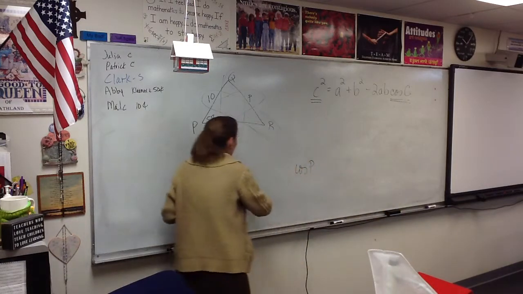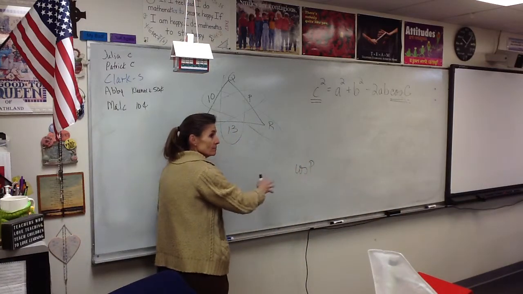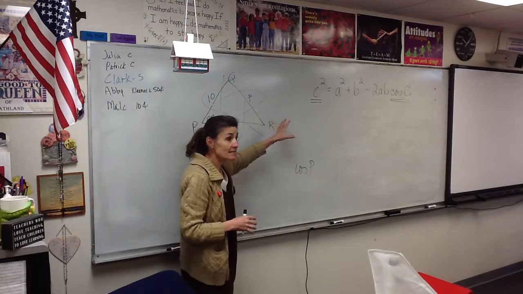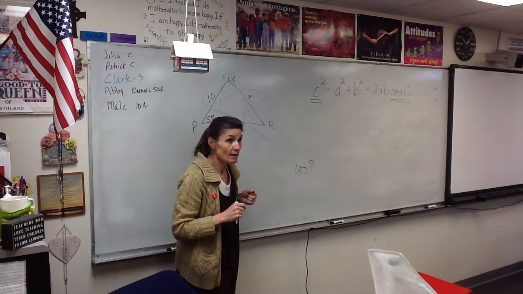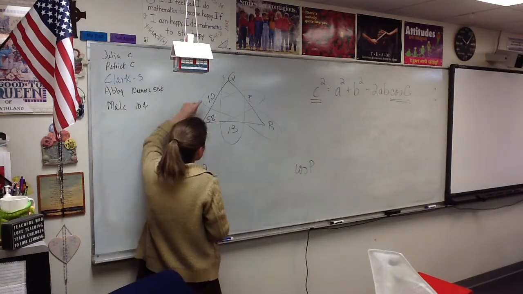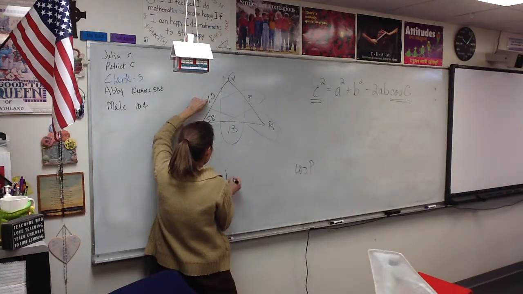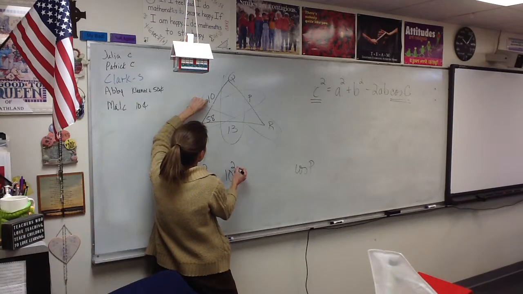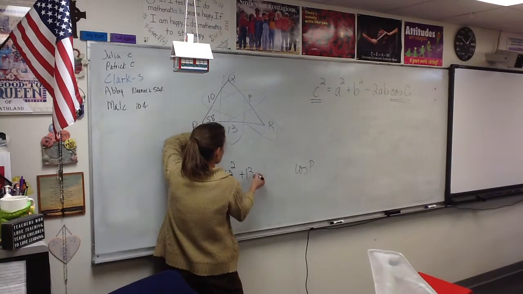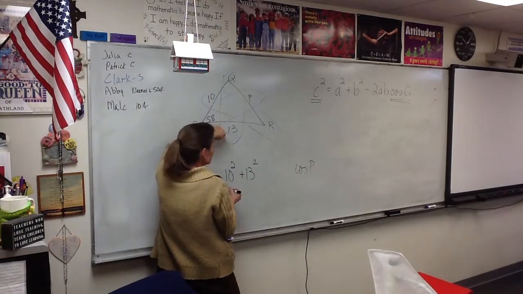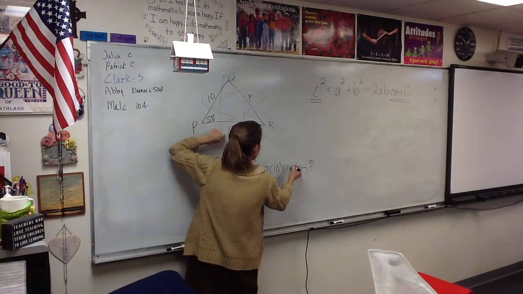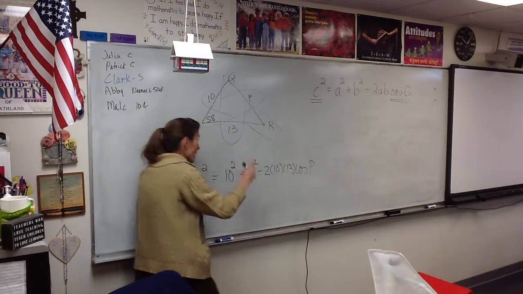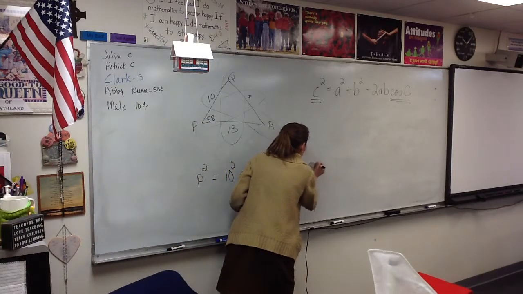Now, what's going to be all the rest of this stuff in the middle? Well, it's not side C, so it would be the other two sides, right? So it would be 10 squared plus 13 squared minus 2 times 10 times 13 times cosine 58.